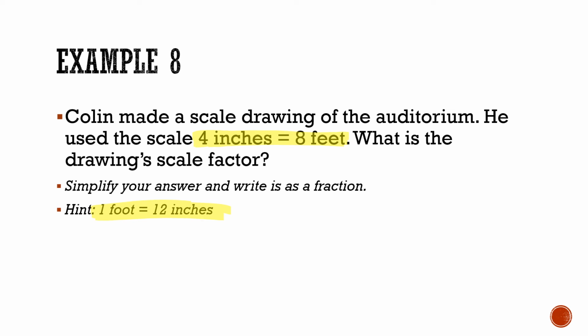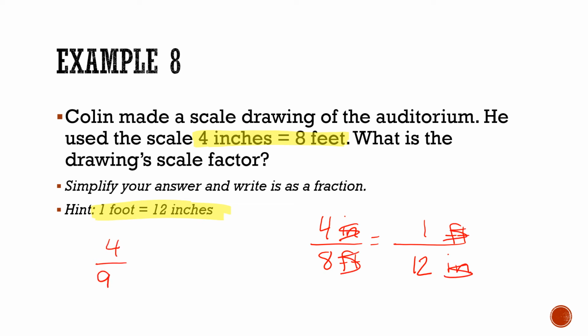Colin made a scale drawing of the auditorium. He used the scale 4 inches to 8 feet. So I'm going to write my units opposite so that they'll cancel. 1 foot, 12 inches. Four times 1 is 4. 8 times 12 is 96.